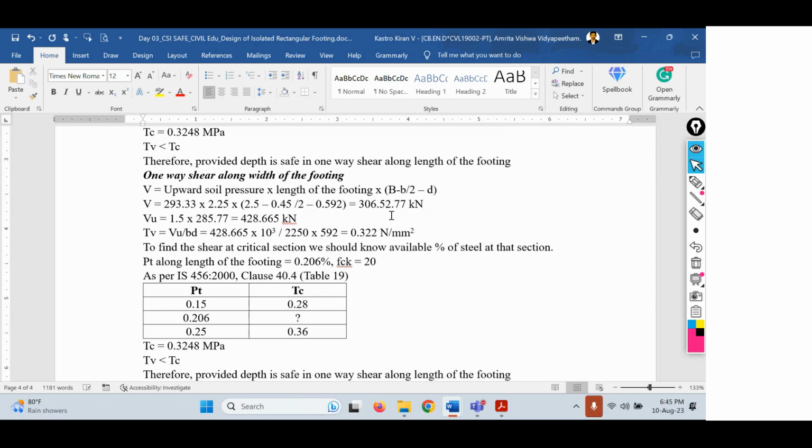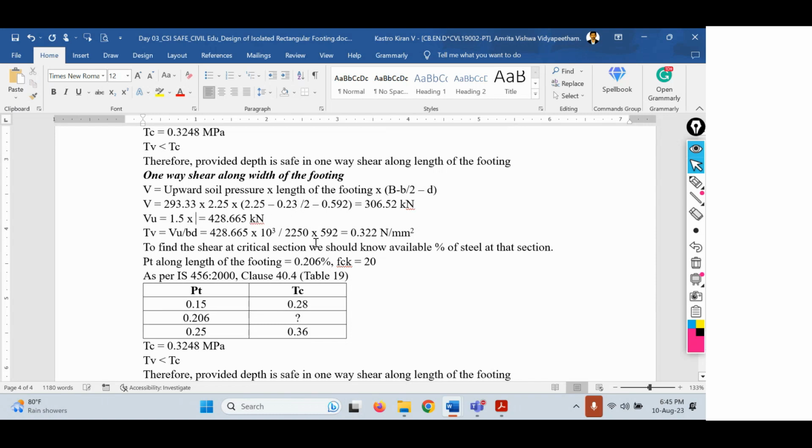306.52 kilonewtons. Here, upward soil pressure and length of the footing. The value of capital B is 2.25 and the value of small b is 0.23, that is the side of the column. So 230 is the smallest side and 450 is the longest side, which is given in the question itself.